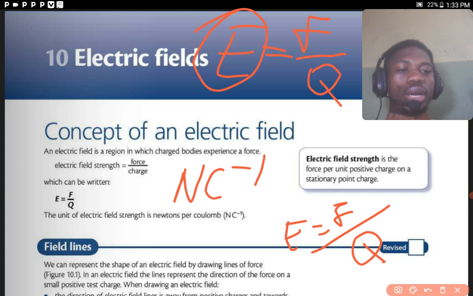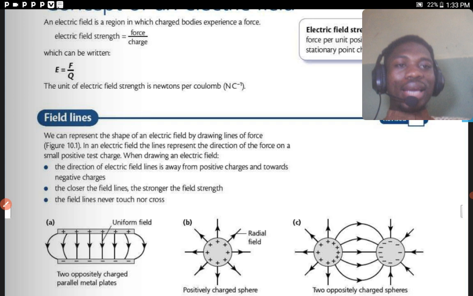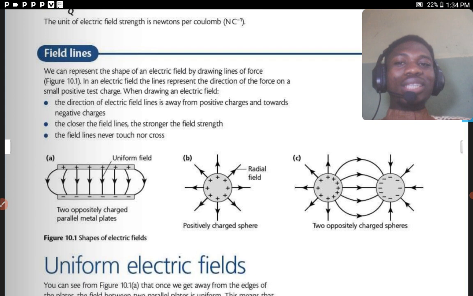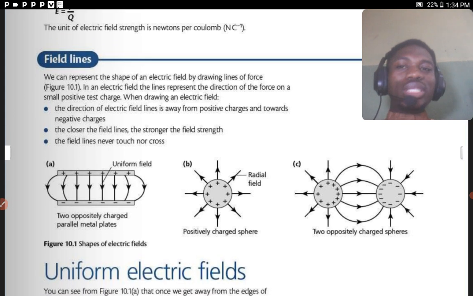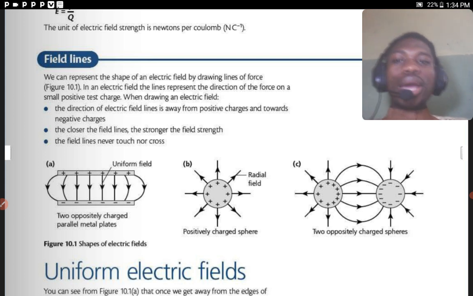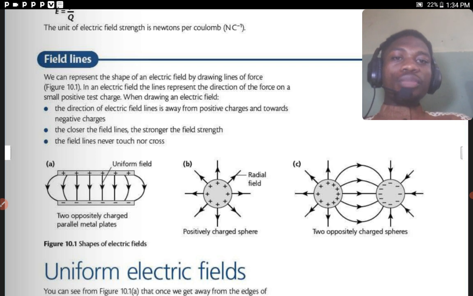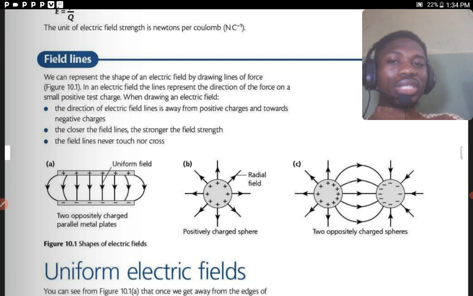Now the next thing we'll look at is field lines. What are field lines? What are the characteristics of field lines? We can represent the shape of an electric field by drawing forces with the use of lines. In an electric field, the line represents the direction of the force on a small positive test charge. Okay.